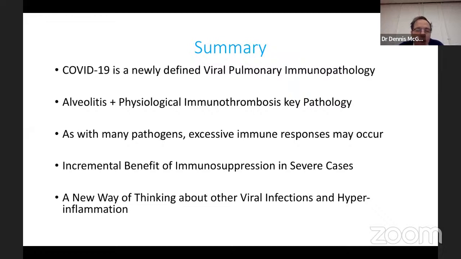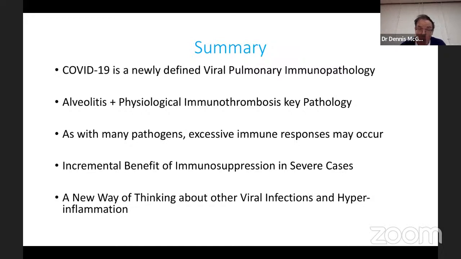So to summarize, the COVID-19 SARS-CoV-2 pandemic is a newly defined viral pulmonary immunopathology. It's unique. It's different to MAS, which we've been seeing before. Immunothrombosis is a key feature. Most people don't go on to develop MAS of the ilk we see, but it can happen. And excessive immune responses definitely occur. The question is timing of therapy in those that have overcome the virus.